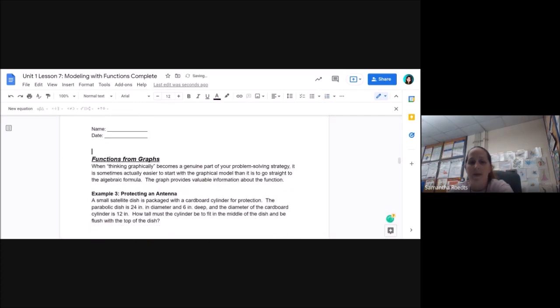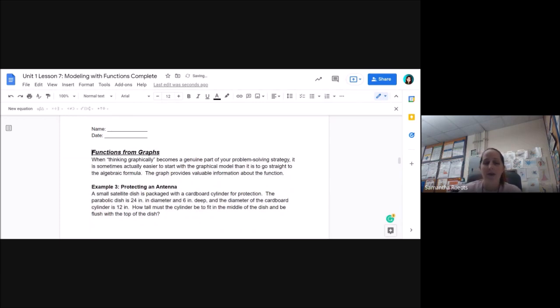Functions from graphs. When thinking graphically becomes a genuine part of your problem-solving strategy, it is sometimes actually easier to start with the graphical model than it is to go straight to the algebra formula. You don't have to, of course. The graph provides valuable information about the function. So, example 3.